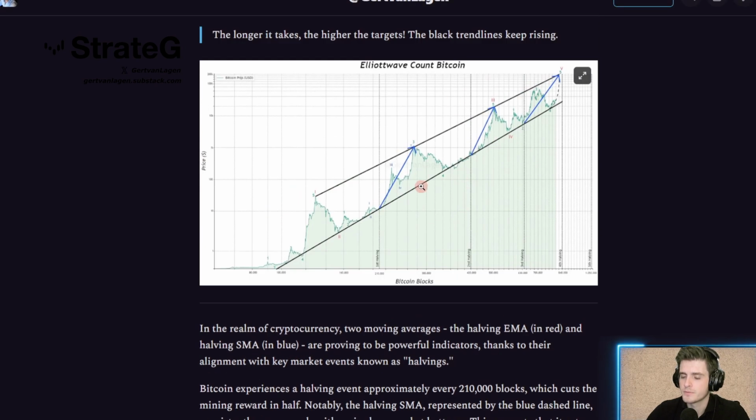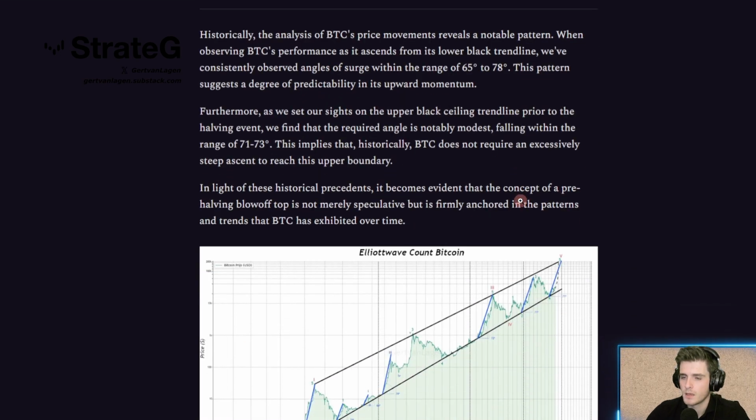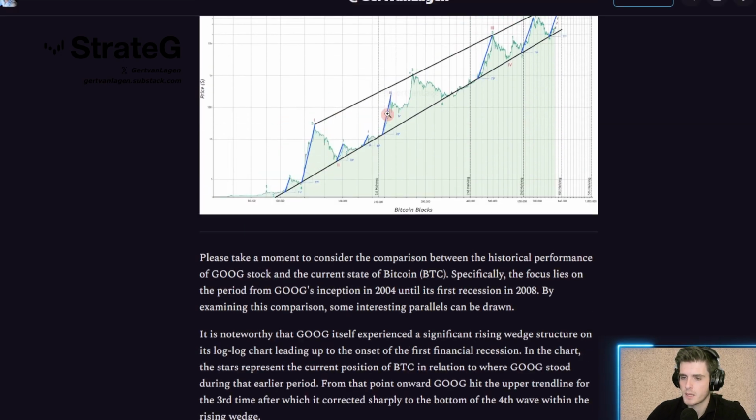Well, another nice point of this chart is of course that after each halving so far, Bitcoin reached the upper channel, so here as well, and now it hasn't, so it's another argument for price could skyrocket before the fourth halving. Okay, so we discussed those angles as well.